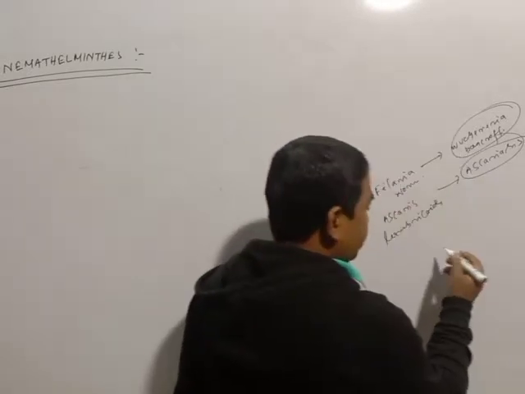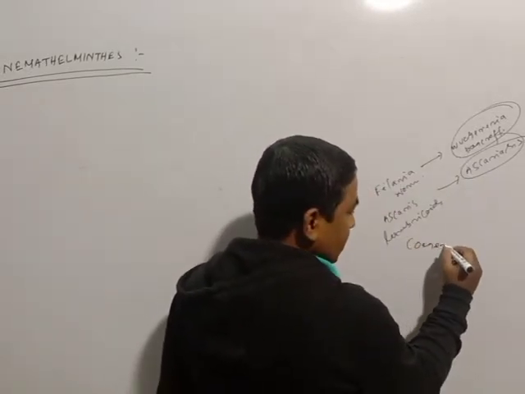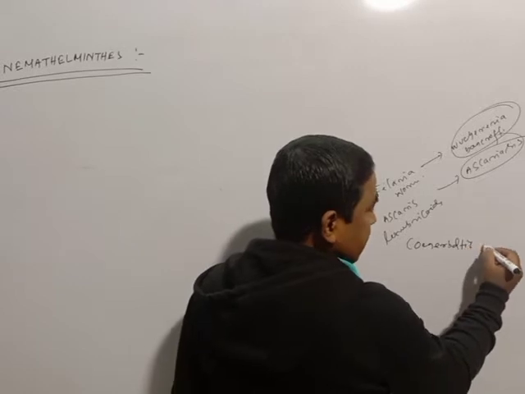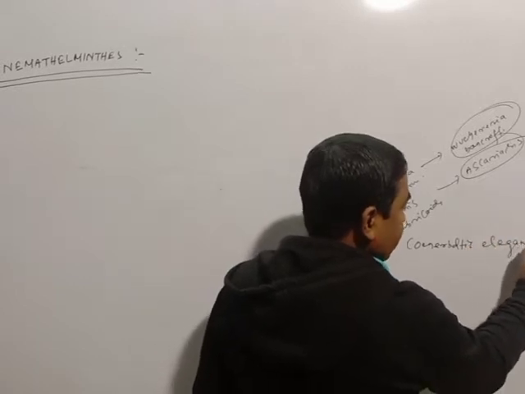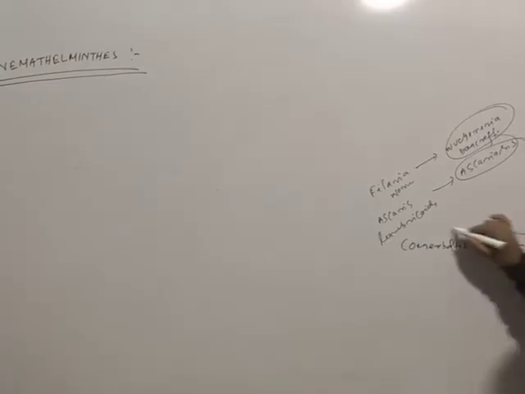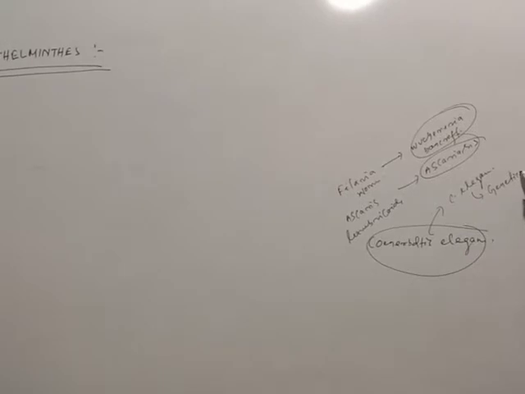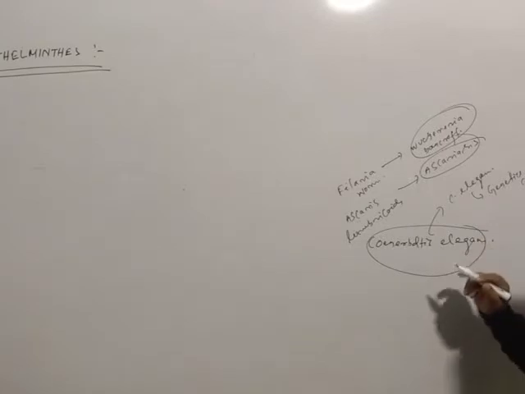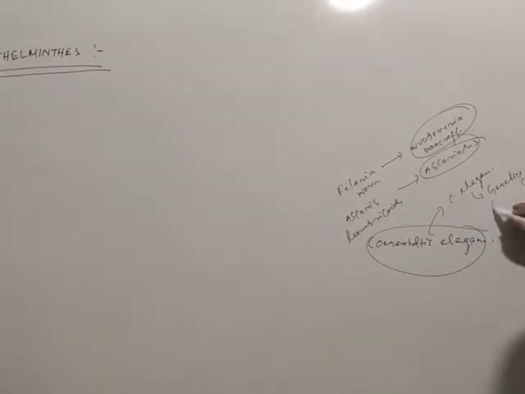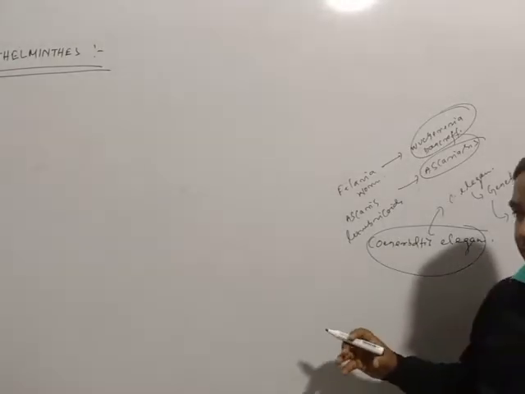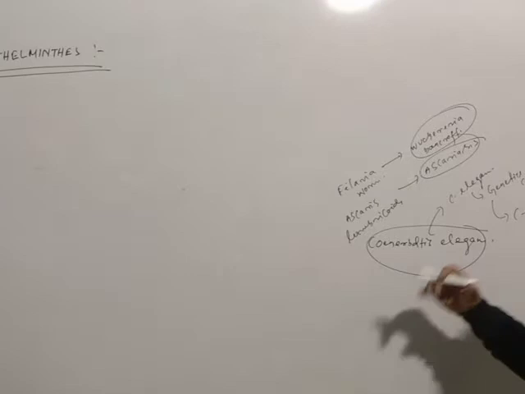Third is Caenorhabditis elegans, whose shortcut is C. elegans. It is used in genetics, experimental genetics, different experiments, and it is helpful in counting the C value, that is how many base pairs are present in an organism.